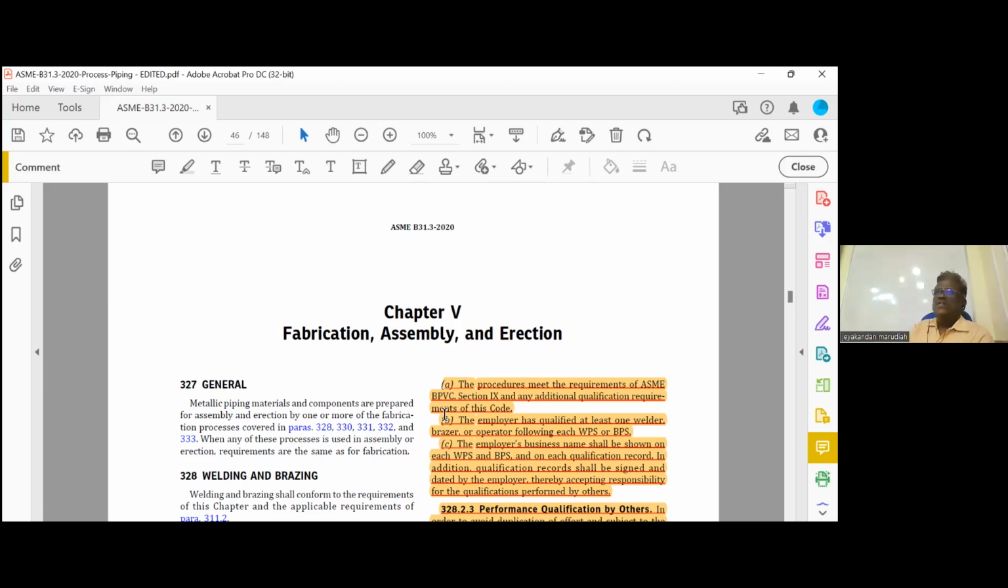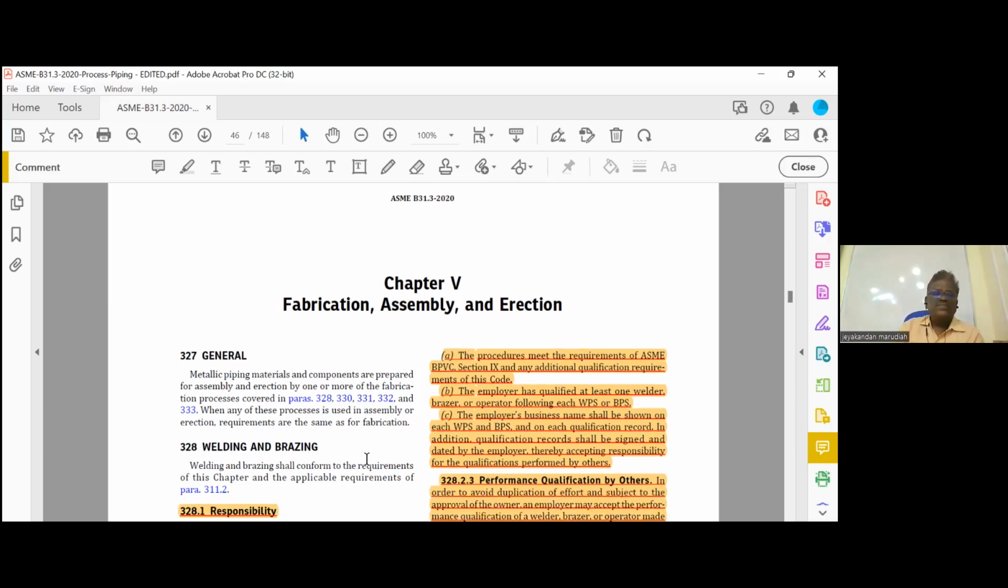In the same way, in section 9, you cannot use another company's welder either. But B31.3 allows that. You can use another company's welder, provided it is accepted by the owner. No need to qualify the welder again. If already qualified by some other company, you can use that. Okay. So these things you should know first before starting. Then we have welding requirements, preheating requirements, and PWHT requirements. Generally preheating they don't ask in the exam. Regularly PWHT requirements they ask in the exam.